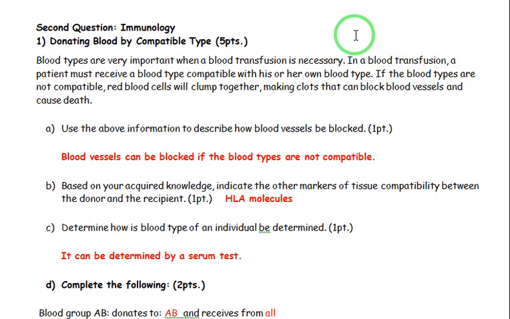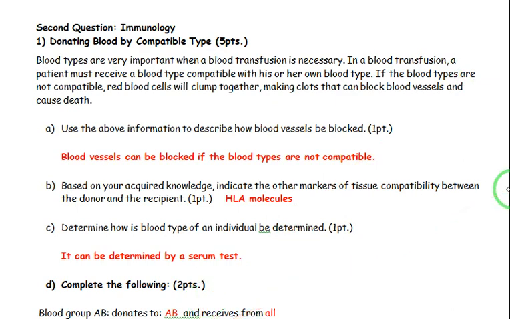Donating blood by compatible type. Blood types, as you know, are 4: A, B, O, and AB. So blood types are very important when a blood transfusion is necessary. In a blood transfusion, a patient must receive a blood type compatible with his or her own blood type.